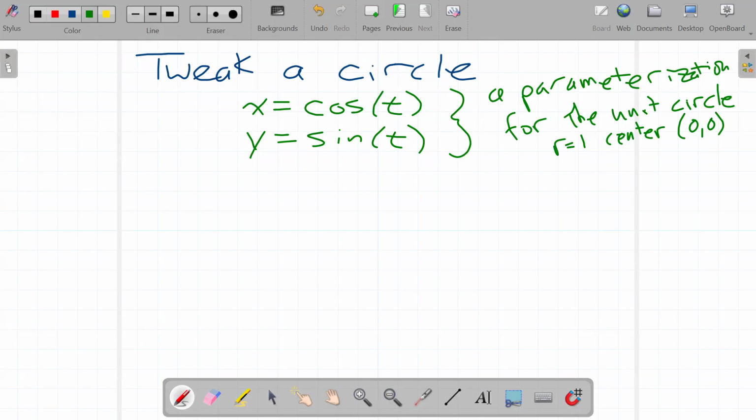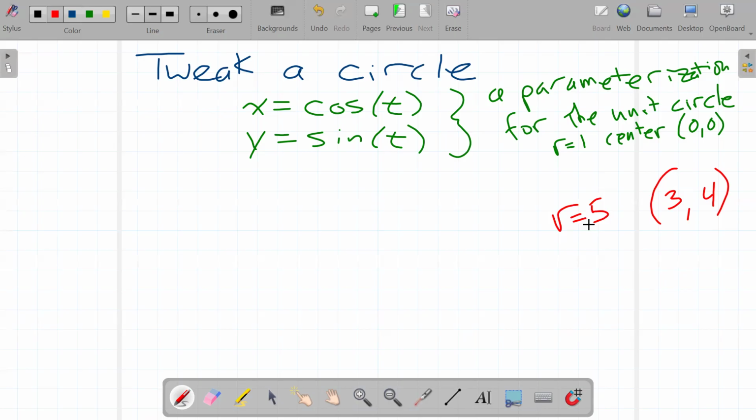For example, we could choose to have the center be anywhere. So instead of 0, 0, I could tweak this and say, well, let's try a center of 3, 4. And instead of having a radius of 1, we could try a radius of 5.